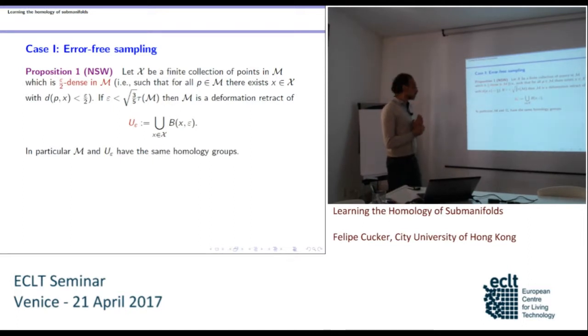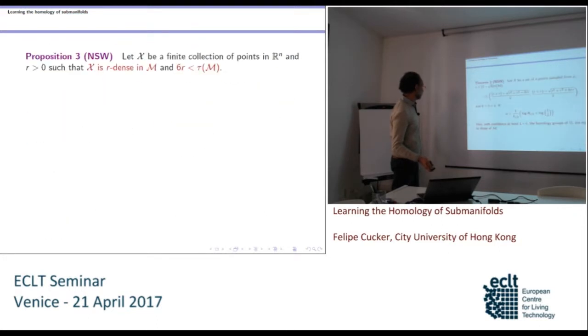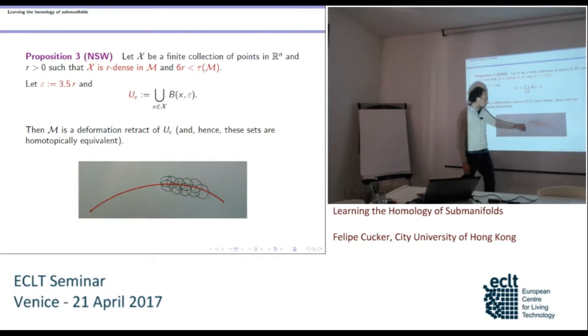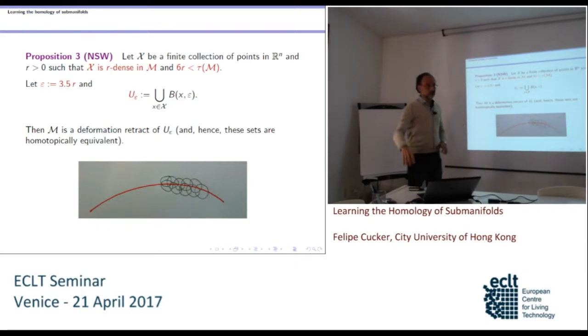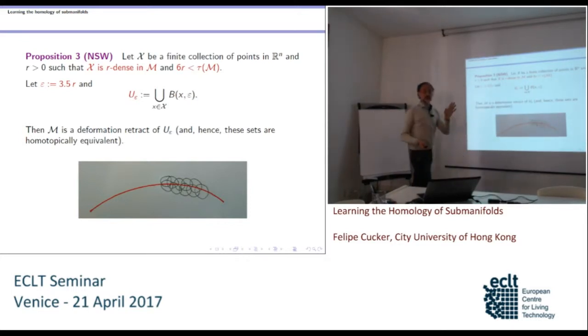And these are non-intersecting balls, right? No, they do intersect. Yeah, they do intersect. Let me try to find some drawing. It's something like this. So the idea is that on this manifold, the red manifold, I have plenty of points x. I take all these balls and then I consider the union, and the union gives me some sort of enlargement of the manifold, a full dimensional enlargement, because the dimension of this union of balls is the dimension of the ambient space. Okay? And then this union and the manifold have the same homology groups.